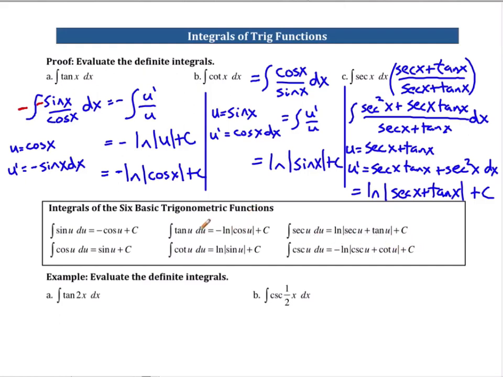So hopefully you can see the relationship between tangent and cotangent. The signs change and then it flips over, so it's cosine or sine. And the same thing with secant and cosecant. The signs change and then we have to use cosecant instead of secant, and then cotangent instead of tangent.